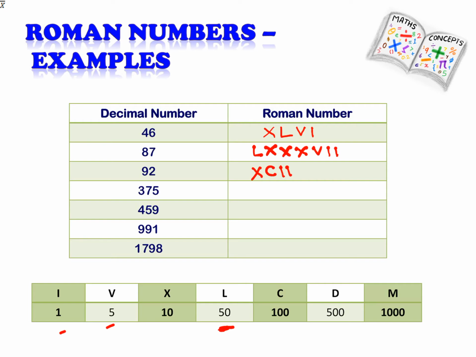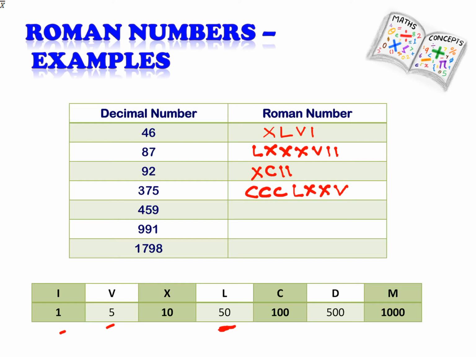Okay, now 375. To get 300 we can write C 3 times, isn't it? 1 2 3. Now 75. To get 70 we can write L and then XX, which will give us 50 plus 20. Okay, and for 5 we can write V. Okay, I hope you are able to understand this so far.